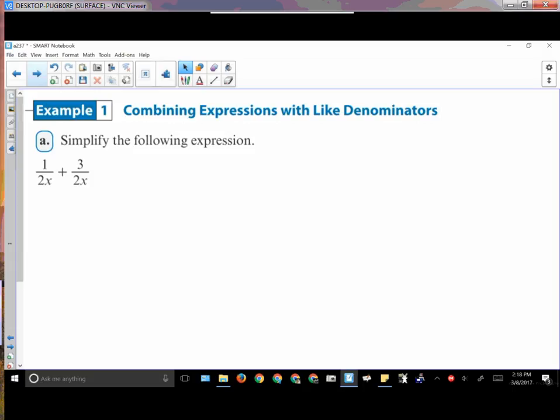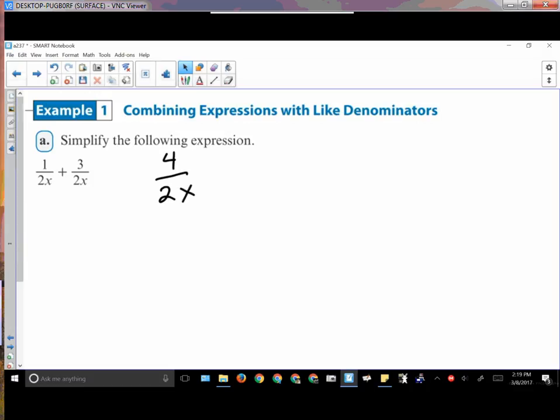The only way that you can combine them together or add them together is to actually make sure that you have common denominators. So, if I look at these two, do I have a common denominator? So if the denominators are the same, then that means that I can add them together. So that means in this case, it's going to be 4 over 2x.